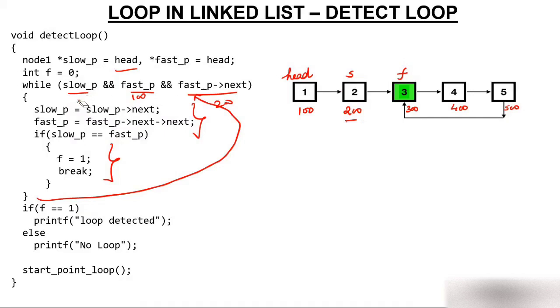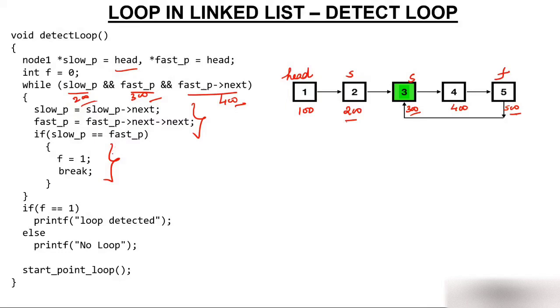Now slow is 200 and fast is now 300. What is fast next? Fast next is 400. So this is true, and if everything is true, I'll go inside. I'll increment slow by one step, slow is equal to slow next. And I'll increment fast by two steps, fast next next. Fast will come here. I'll again check is slow equal to fast. No, slow is not equal to fast because slow is 300 and fast is 500.